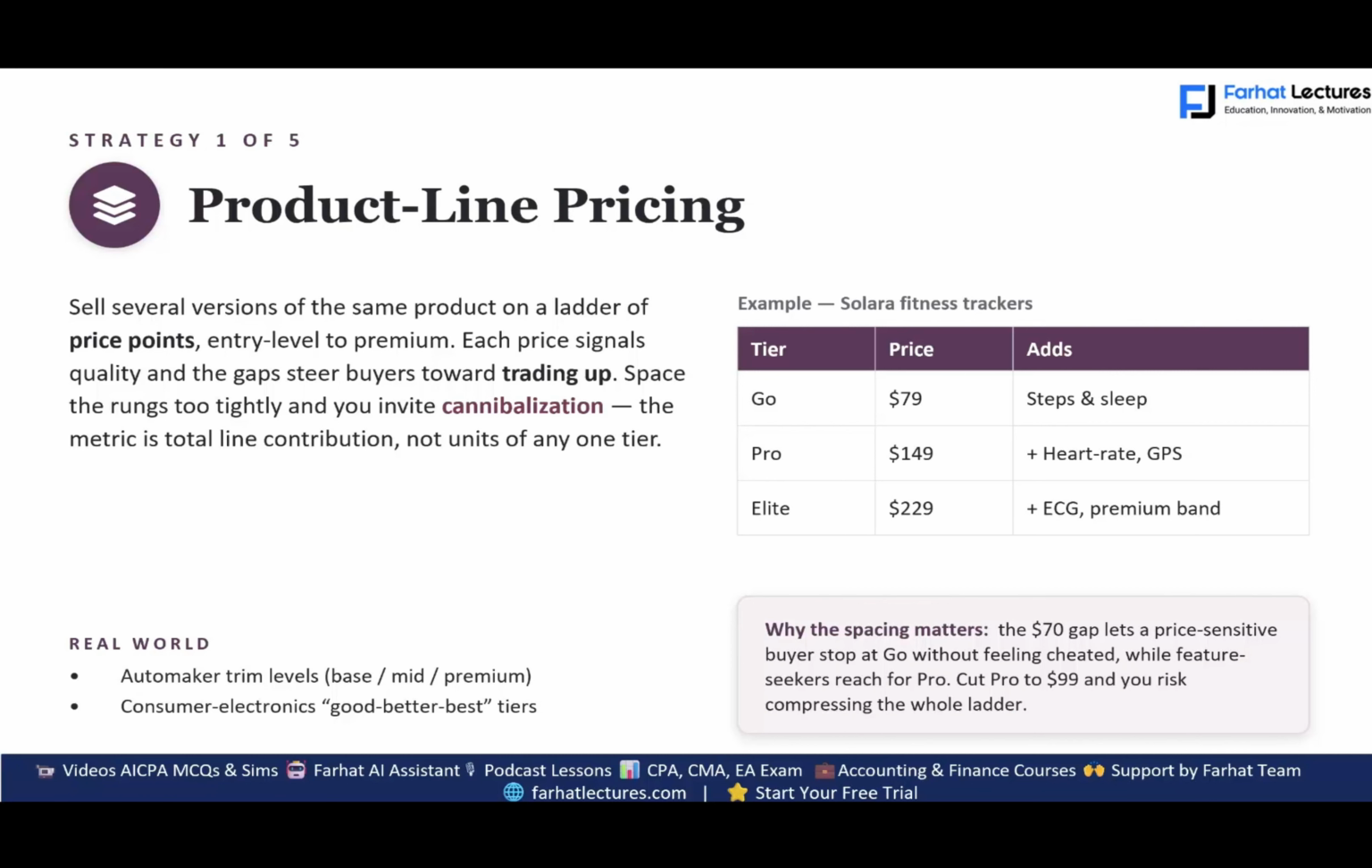Give you an example. For example, we have Solora fitness trackers. They might have the Go version, which goes for $79, measures your steps and your sleep. They have the Pro version for $179, and notice there is a $70 increase where you'll get the heart rate and the GPS in addition to what's in the Go, and the Elite would include everything plus an ECG and a premium brand. So what happened is they're selling several versions of the same product on a ladder of price points from entry level to premium, and each price signals quality.